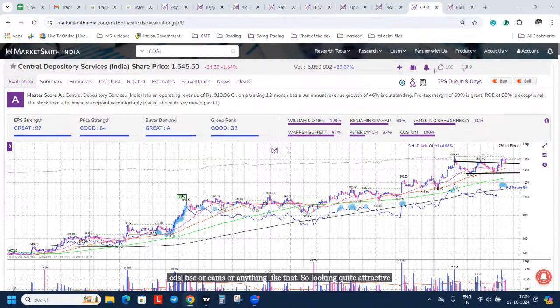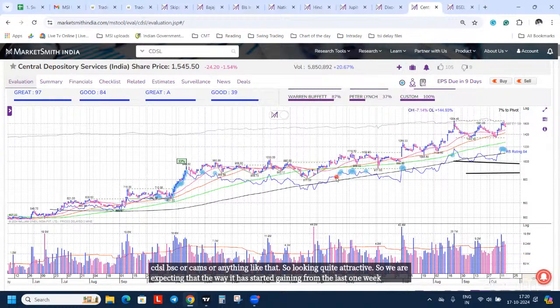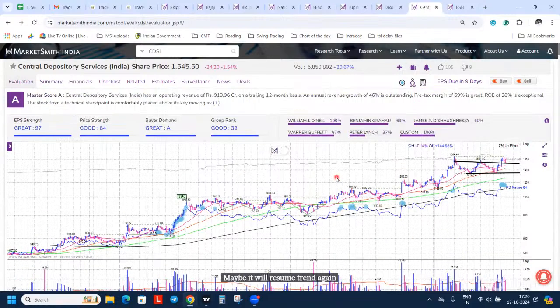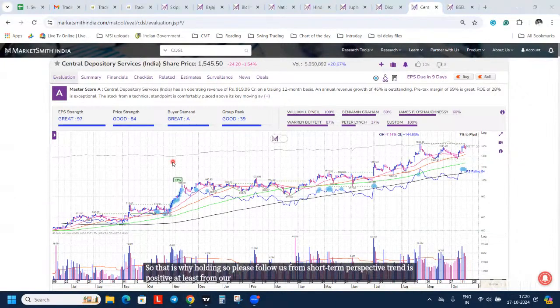So we are expecting that the way it has started gaining from the last 1 week, maybe it will resume trend again after the couple of days fall and things will improve further in coming days price action. So that is why holding. So please follow us from short-term perspective. Trend is positive, at least from our opinion in this CDSL.